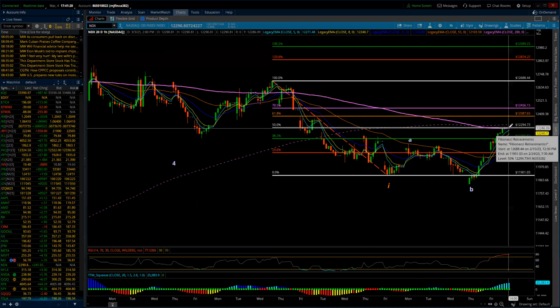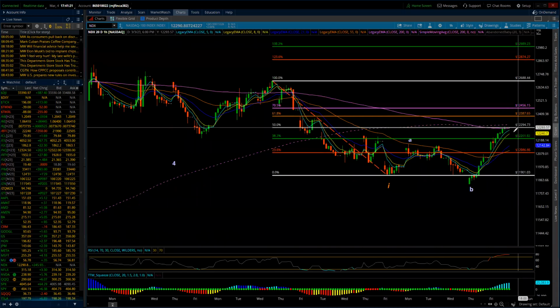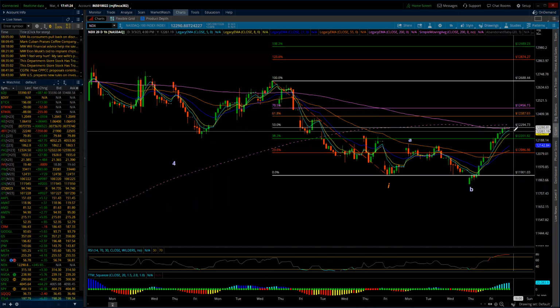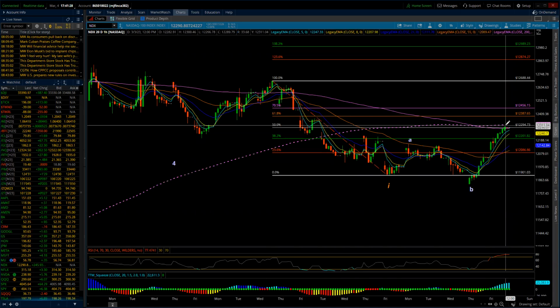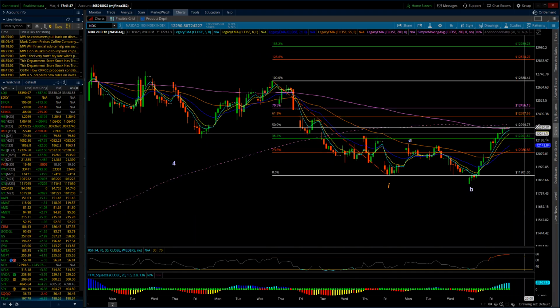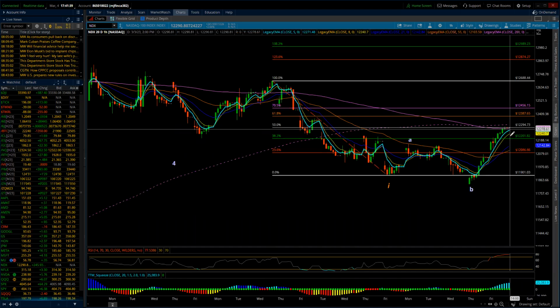That's where it hit on Friday, and it got up to 12,295, I'm going to call it. And I actually think the high was 12,300. So it actually went a little bit above it, came back down below it, and closed just below it.